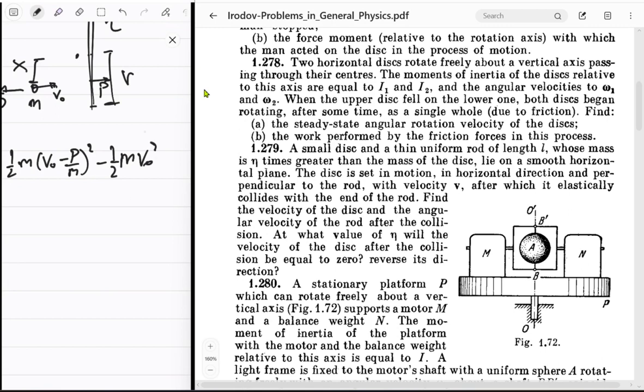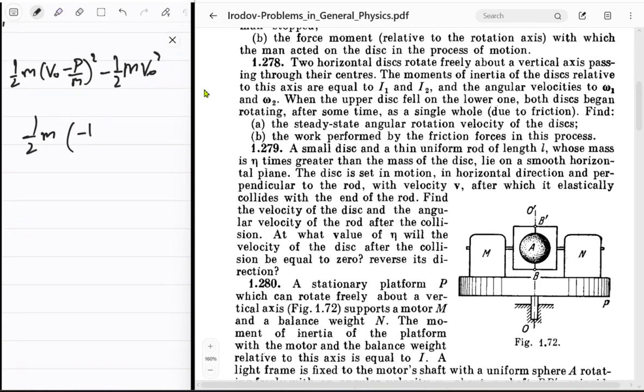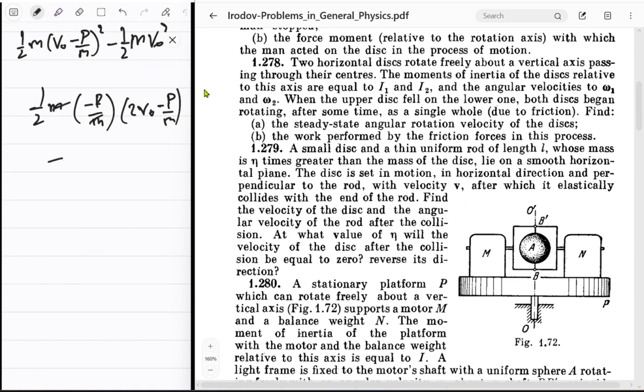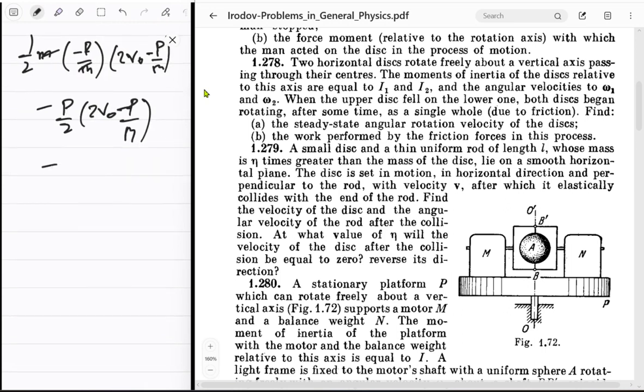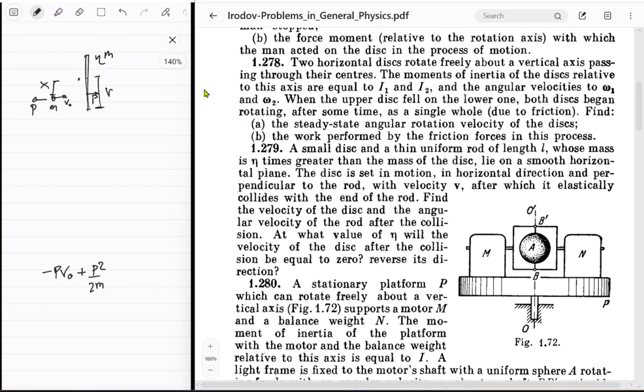What is this going to be? It's going to be half M, then subtract, so negative P upon M, then add, so 2V naught minus P upon M. So that's the change in energy, which is negative P upon 2 times (2V naught minus P upon M). Think about it: it's negative P V naught plus P squared upon 2M. That's the change in energy because of just this guy. And you also want it because of this guy.